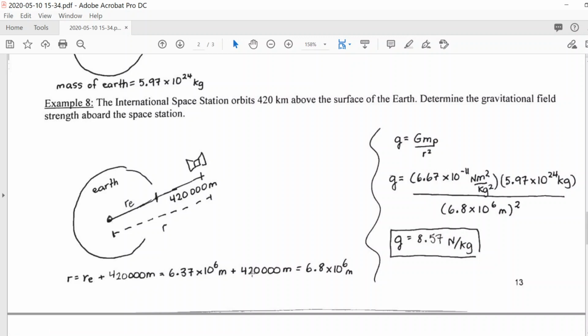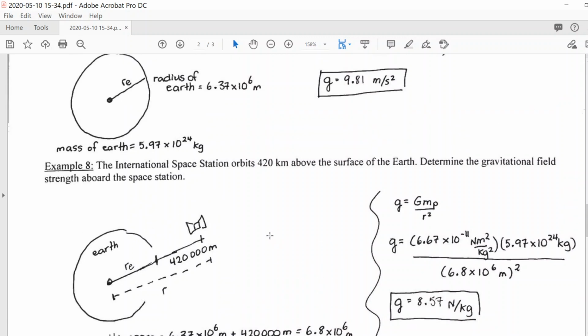And so I went ahead and did that, and I got 6.8 times 10 to the 6 for the value of r. And then I threw it in this formula here, and I got little g at the location of the space station is 8.57 newtons per kilogram.